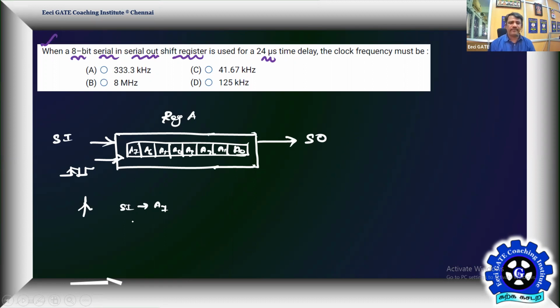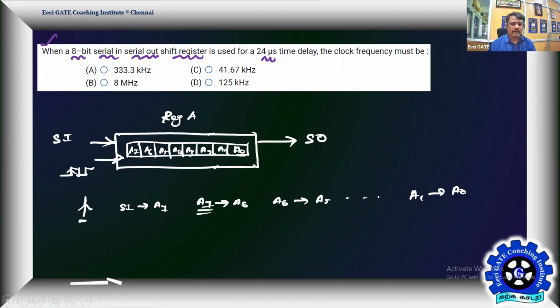That is, A7 copies SI, the serial input data. Then the previous state of A7 goes to A6, then A6 goes to A5. Like that, it goes on. Finally, A1 goes to A0. This is what happens after the clock. In every clock, this is what is going to happen.